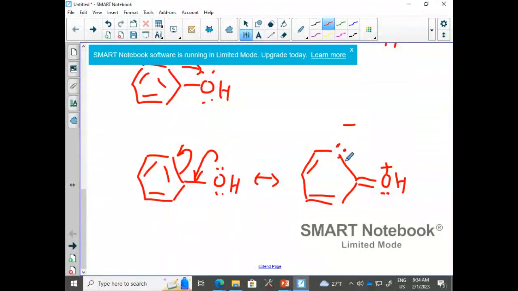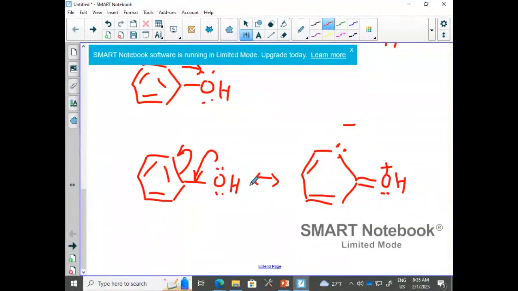So if you look at the resonance effect, what kind of group is the OH group here? Donating or withdrawing? Anyone, any different opinions? Everyone tell me, if you look at the resonance effect, is the OH group donating or withdrawing? Okay, louder please. Very good, thank you. Donating.